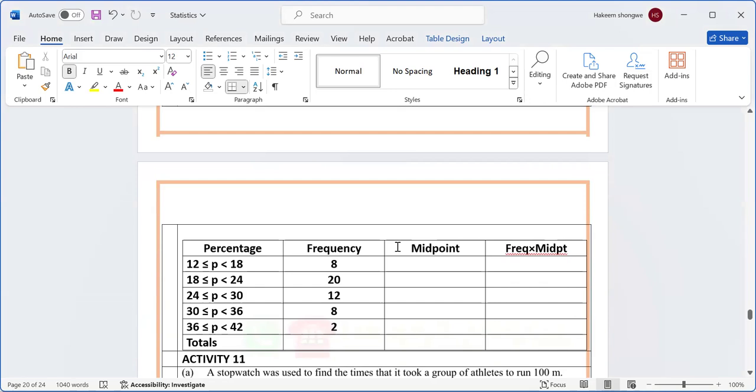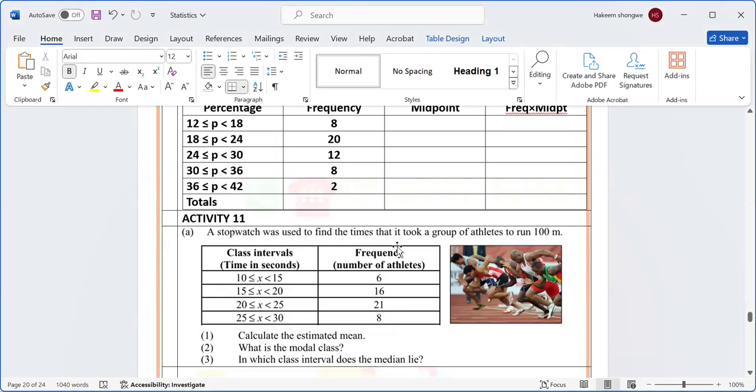So this is the same data. We have exactly the same data, except if we want to calculate the mean, we need to simplify the data. How to simplify the data? We're going to use the midpoint. What is the midpoint? It's the midpoint of this class.